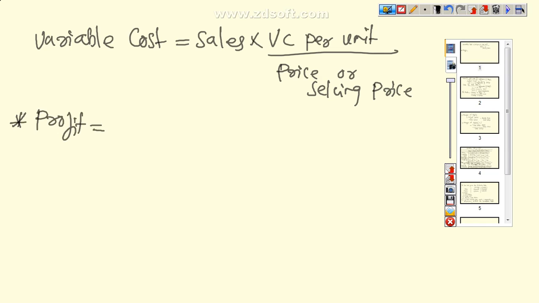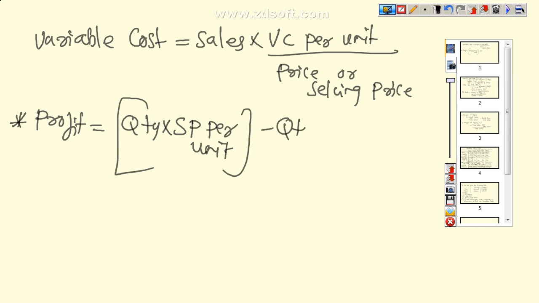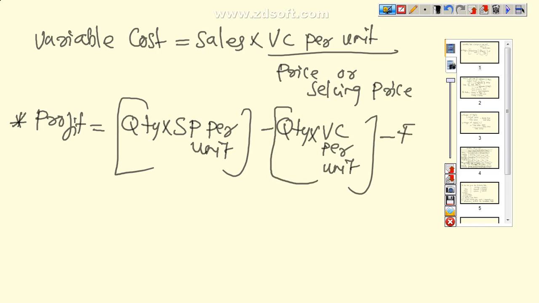Now one more formula in order to calculate profit. Profit is equal to quantity multiplied by selling price per unit minus quantity multiplied by variable cost per unit minus fixed cost. So if the quantity is given in the question, selling price is given, and variable cost is also given, we can apply this formula in order to calculate profit.